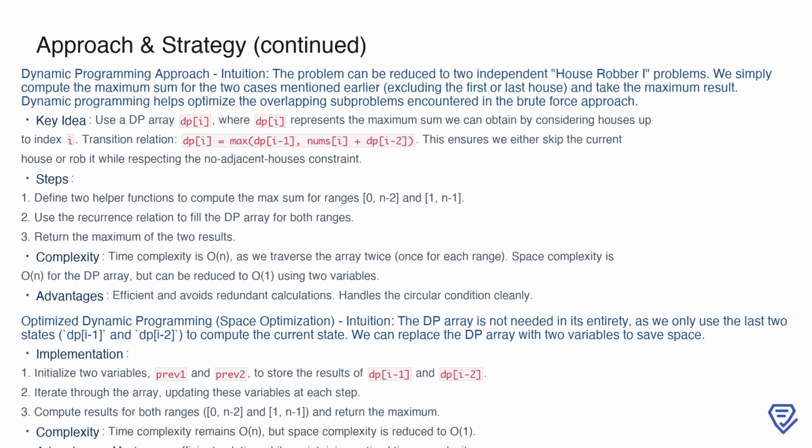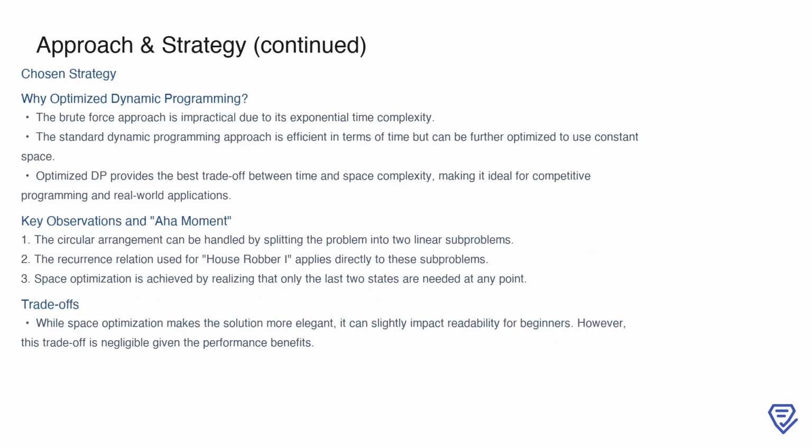However, it's worth noting that this space complexity can be further reduced by realizing we only need the last two states of the DP array at any given time. This leads to an optimized version that uses constant space. The optimized dynamic programming approach is the natural choice for this problem. It builds on the efficiency of the standard DP method while significantly reducing space usage.